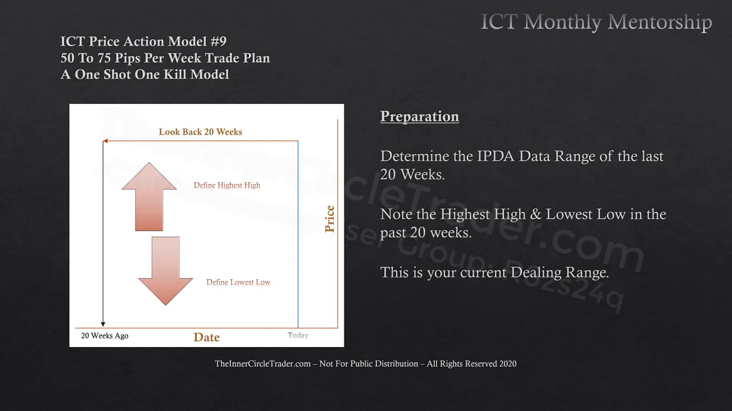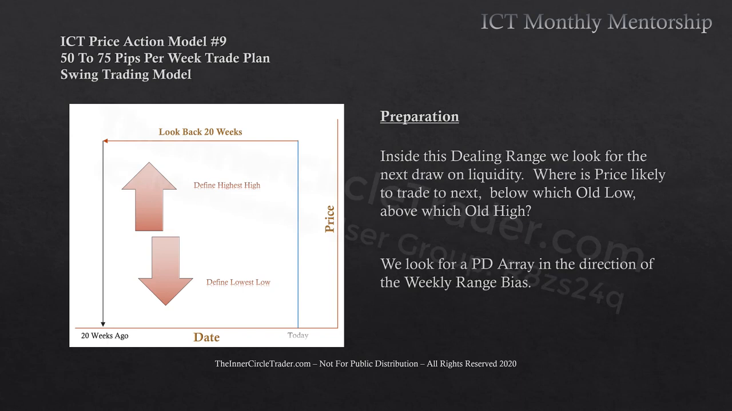Now we're looking at an intermediate term time horizon. So it's going to give us a lot more predictive nature to where price is going to draw on an institutional level, not intraday, but on a larger macro scale. So we're going to be looking at 20 weeks ago, and the highest high and the lowest low of that range is going to be salient for this model. Inside this dealing range, we will look for the next draw on liquidity. Where is price likely to trade to next? Below which old low, above which old high? We look for a PD array in the direction of the weekly range bias.